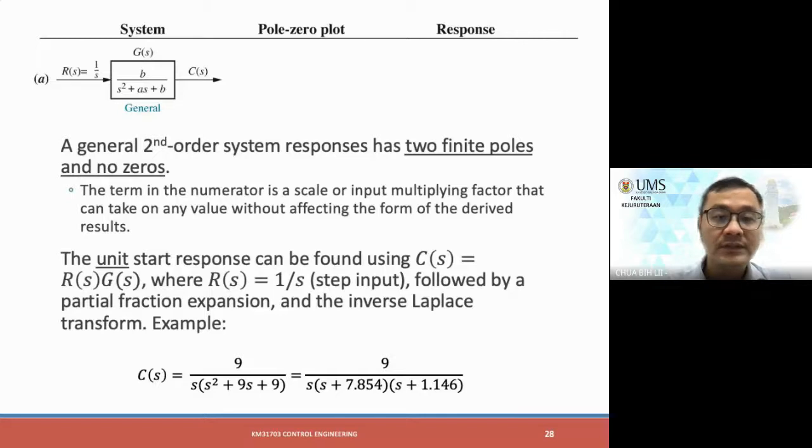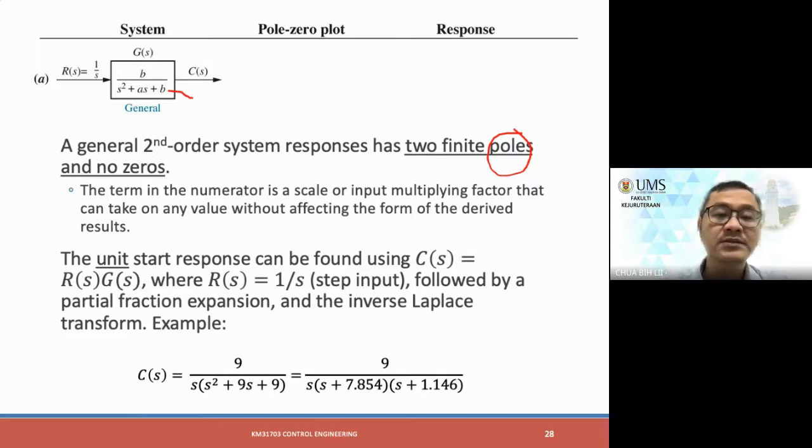For this second order system, we have two poles, as you can see from the graph itself. The upper one, if it equals zero, that is the zero. And the bottom one, as we have a second order system, will be a second order polynomial. Because it is a second order polynomial, we would expect two poles, or two roots. When we solve this, you will have two roots, meaning you have two poles in that case. So a general second order system will have two finite poles and no zeros.